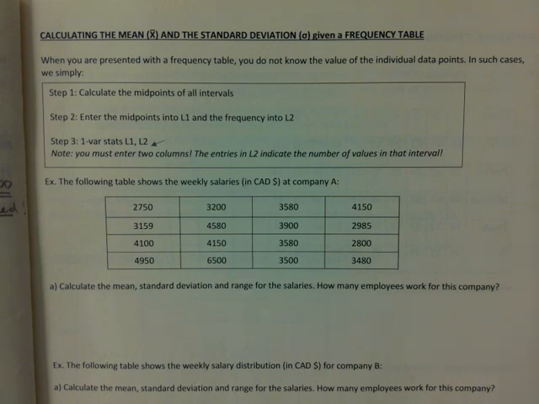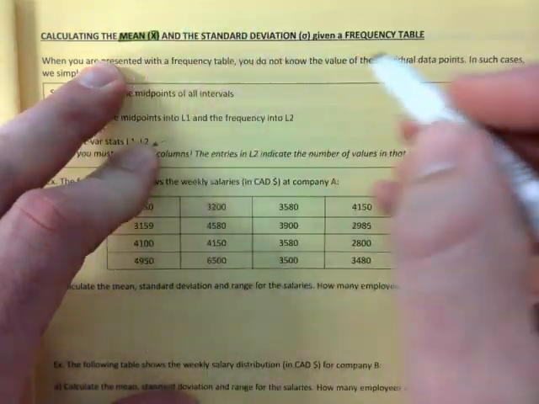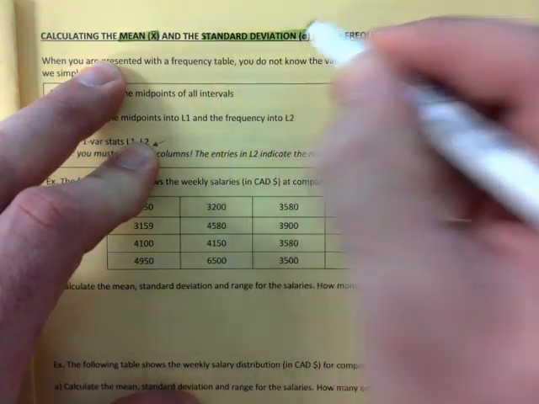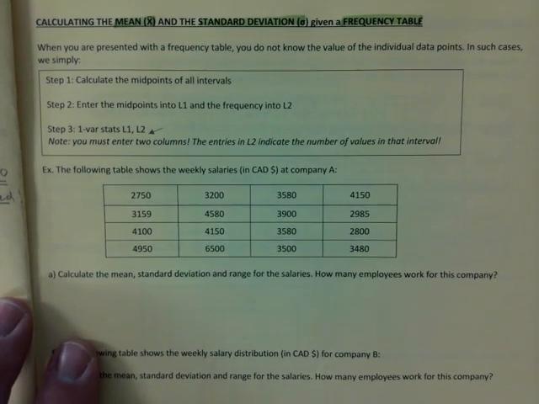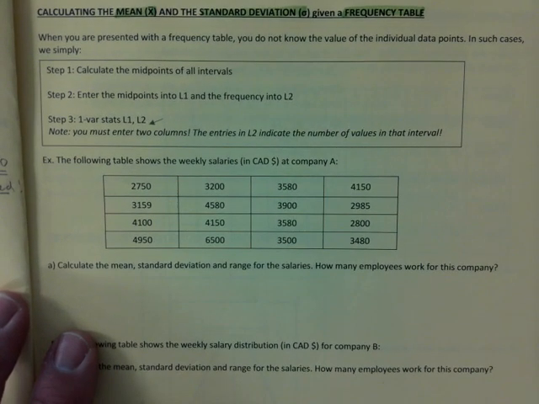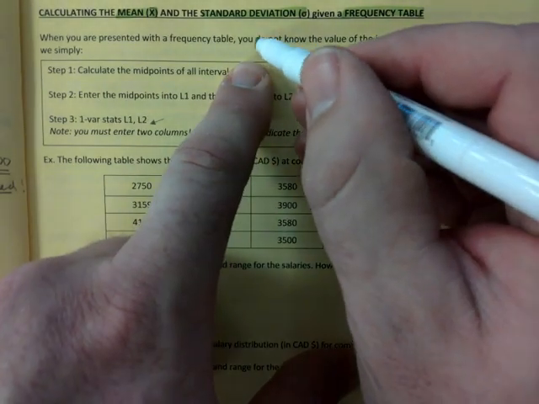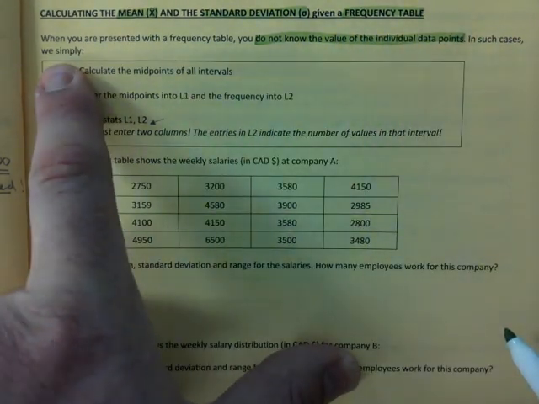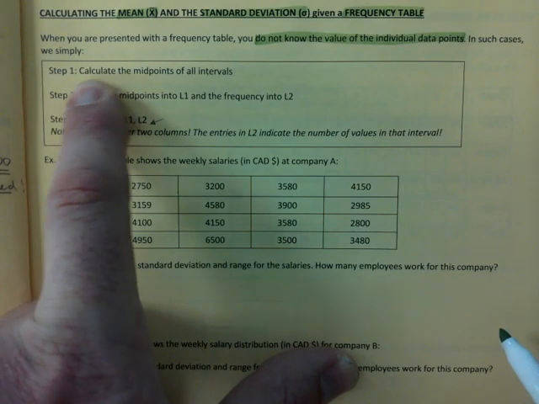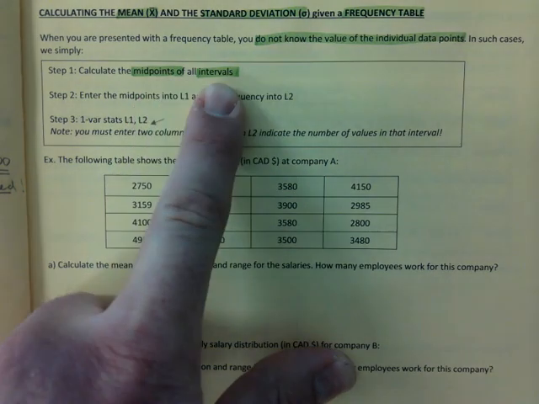But don't blame you. Calculate the mean and standard deviation of a frequency table, right? So you're going to figure out the mean and the standard deviation of a frequency table. When you're presented with a frequency table, you do not know the value of the individual points. In such cases, we simplify, okay? So step 1, we calculate the midpoints of all intervals, okay?